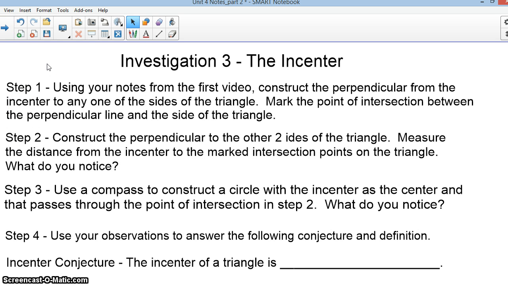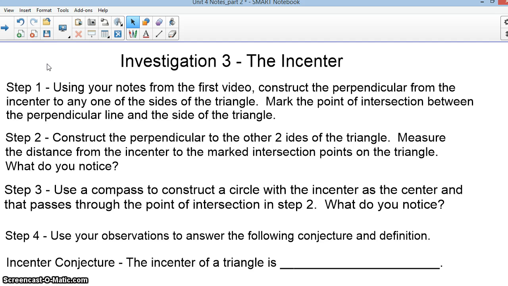All right, so this third investigation, or the second investigation today, we're going to do the incenter. So find your triangle that you constructed the incenter on from the first notes video. And I want you to construct, remember we did a perpendicular construction through a point not on a side. So that's what our incenter is going to be.